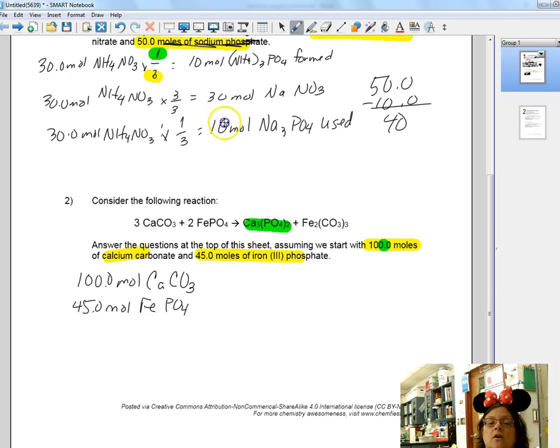What's my ratio of calcium carbonate to calcium phosphate? It's a 3-to-1. That's going to give us 66.7. 100 divided by 3. No, 33.3. 33.3 moles of what? Calcium phosphate.